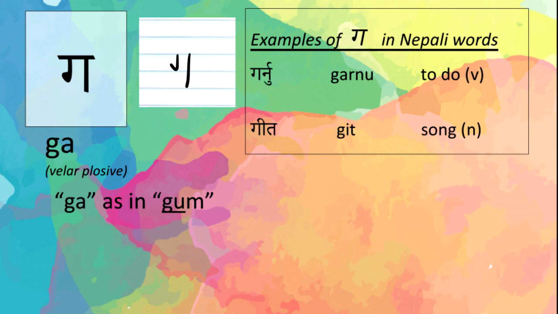The next letter is ga, ga as in gum. This is a velar plosive sound as well. Some examples of ga in Nepali words are gardanu, which is a verb that means to do, and geet, which means song.